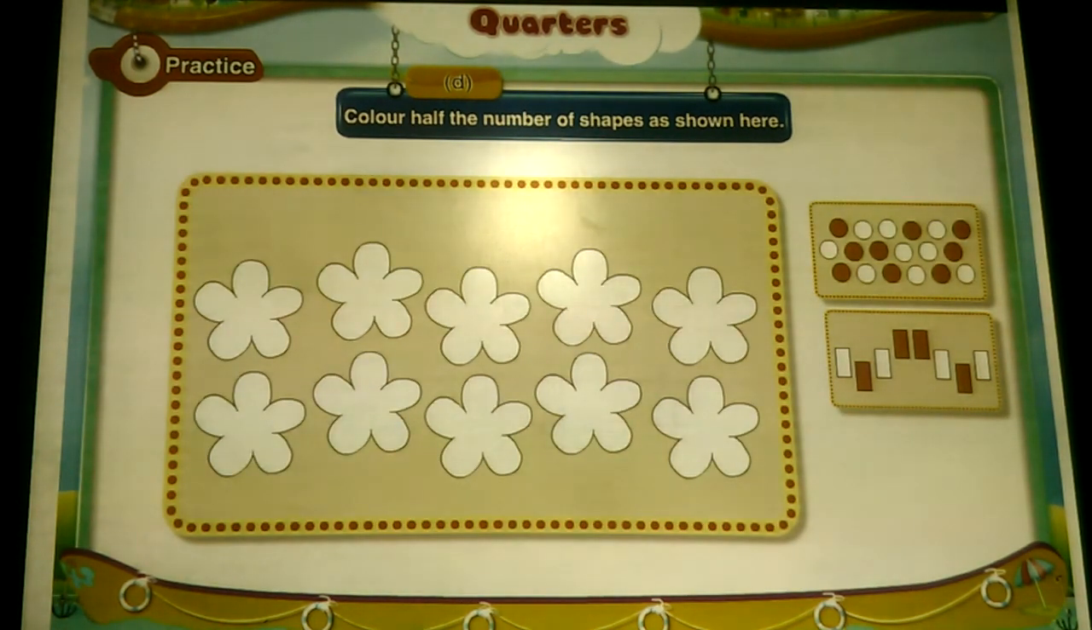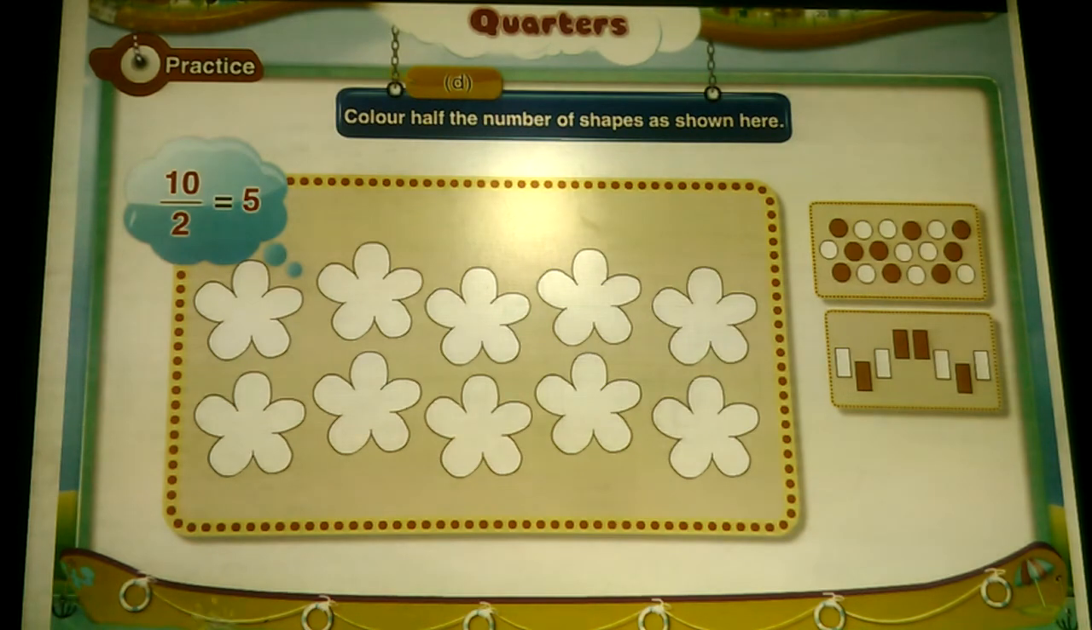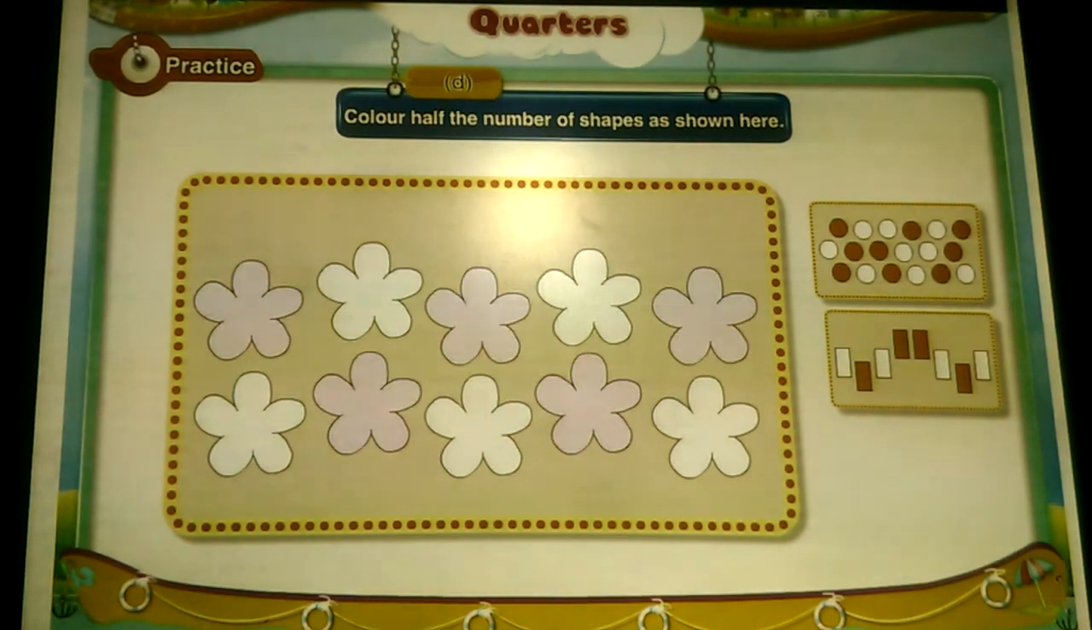Here, 10 little flowers are given. To find half of 10, divide 10 by 2 to get the answer 5. So, color 5 flowers.